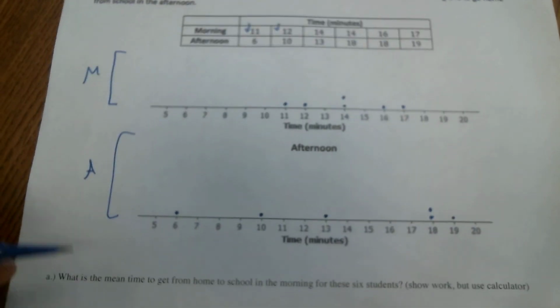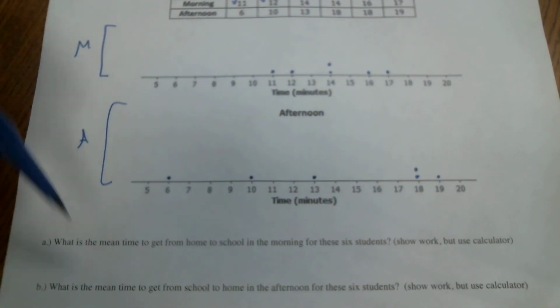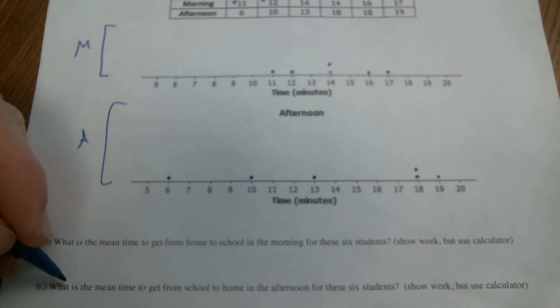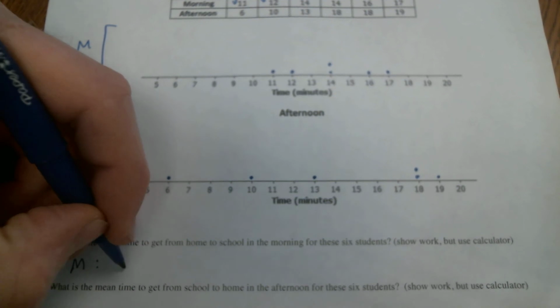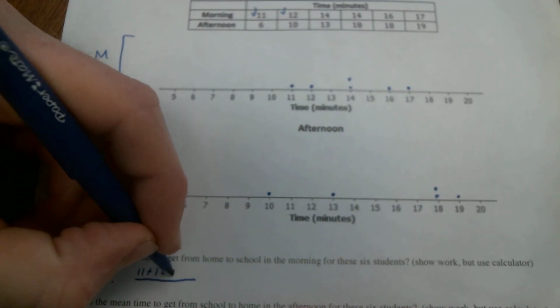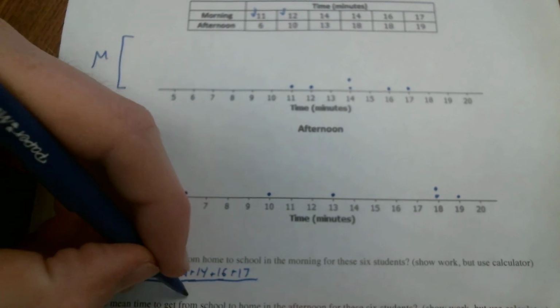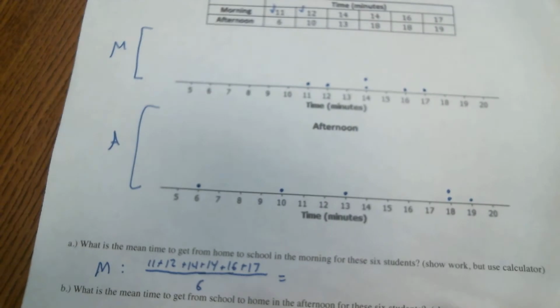So we're instructed to first find the mean of the amount of time it takes students to get to school each part of the day. So we're going to show our work, but we're going to use a calculator. So let's start with the morning, which means I need to add 11 plus 12 plus 14 plus 14 plus 16 plus 17. I'm going to divide that by 6 because there's 6 total numbers. So let's go ahead and figure that out.